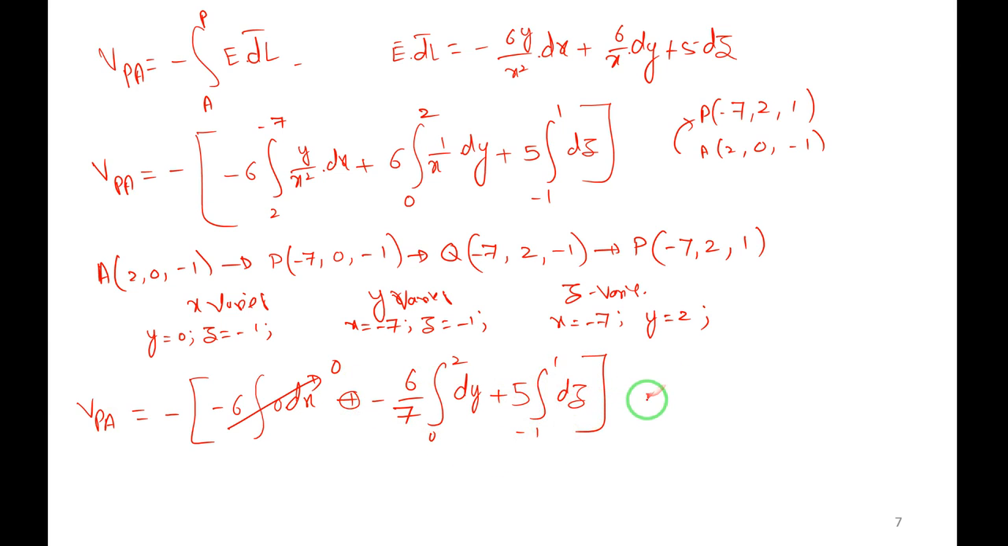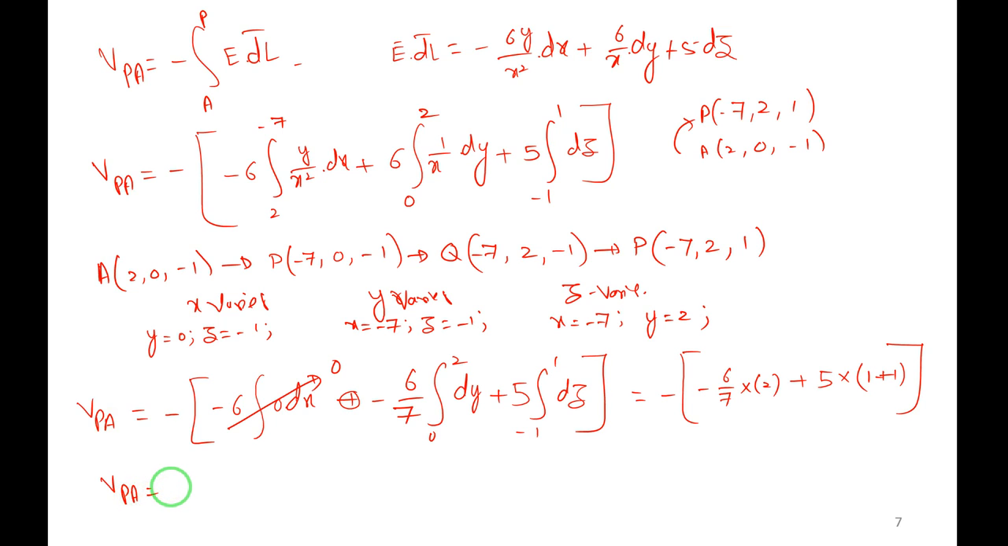So we will solve it, right? So first term has vanished. Minus of this minus we should not leave. So minus 6 by 7 into upper limit minus lower limit, 2 minus 0, it is 2 only. Then come to the second term, plus 5 into upper limit minus lower limit. So 1 minus of minus 1, so 1 plus 1, right? So it is 2. So calculate this. VPA we will get.